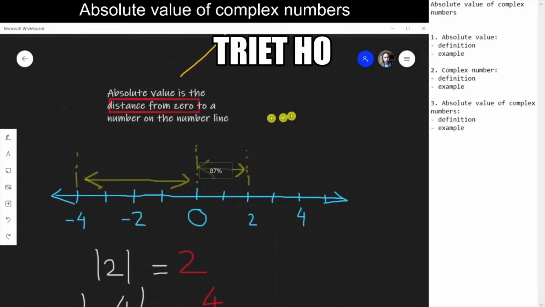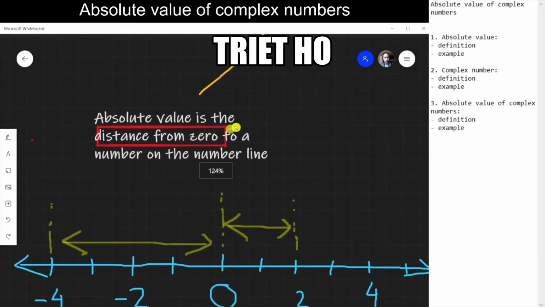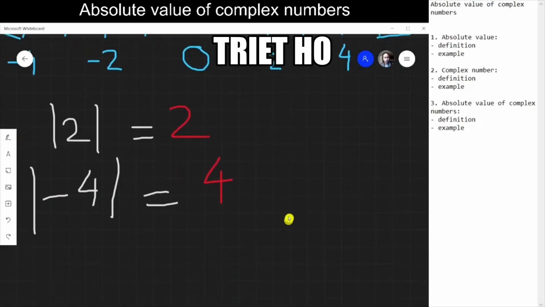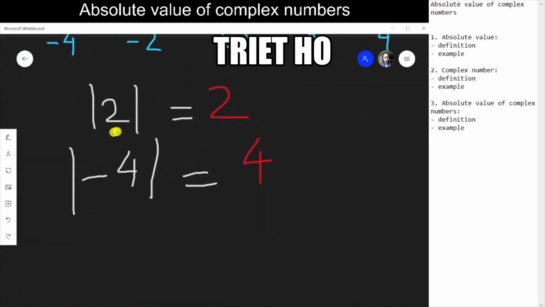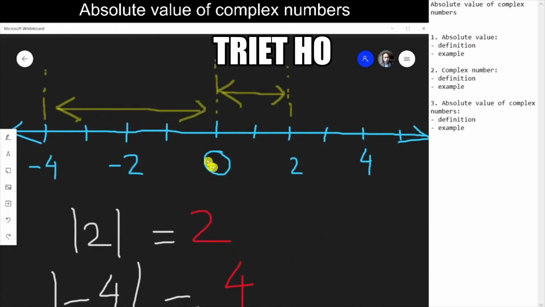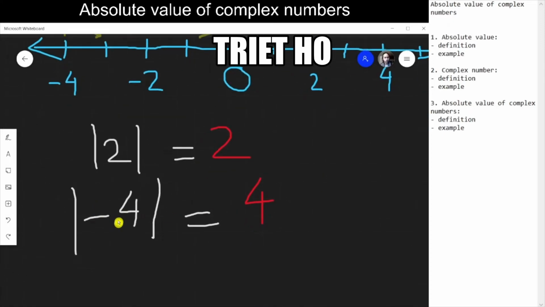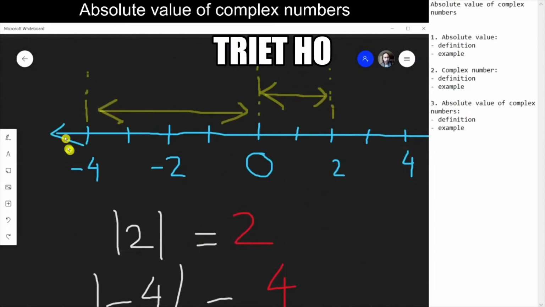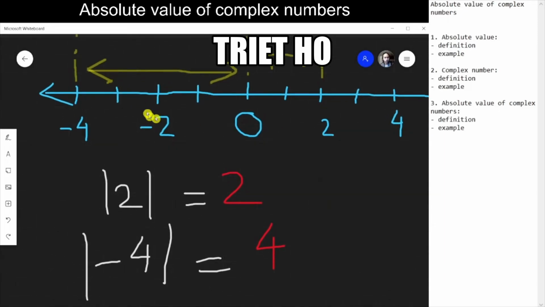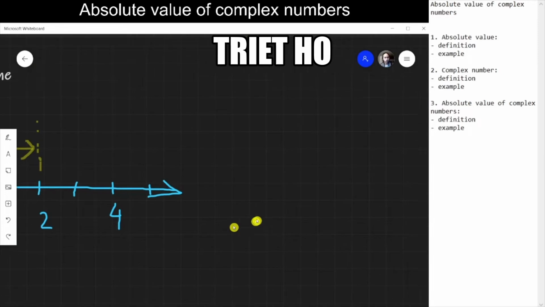We have, by definition, absolute value is the distance from 0 to a number on the number line. So, for example, the absolute value of 2 is equal to the distance from 0 to 2, which is equal to 2. And the absolute value of negative 4, right here, is the distance from 0 to negative 4. So that distance is equal to 4.